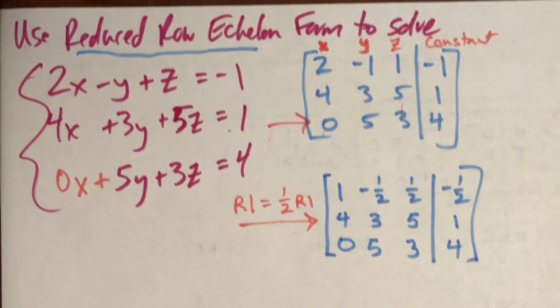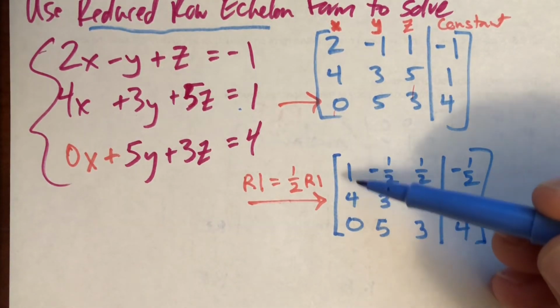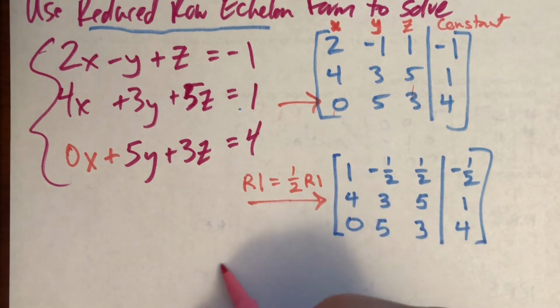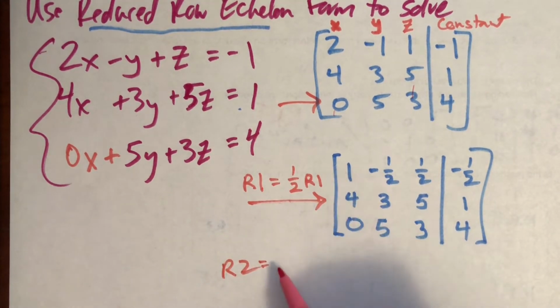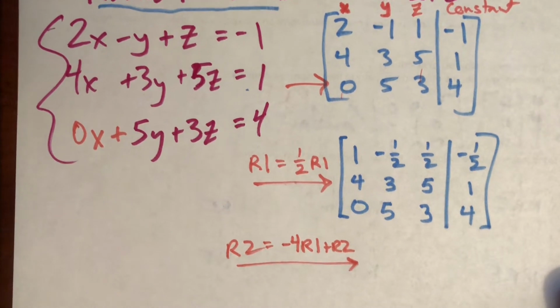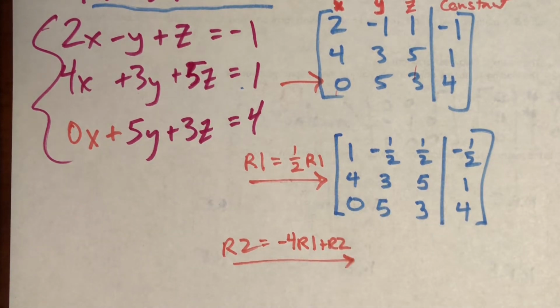All right, next step. We want to get rid of this 4. So I can take a multiple of row 1 and add it to row 2. I want to replace row 2 with -4 times row 1 plus row 2. So I'm going to take -4 times row 1, all those positions, and add it to row 2, and replace row 2 with that. I'm not going to do anything with row 3 because I already have it how I want it, and there's a 0 there, so we're good.